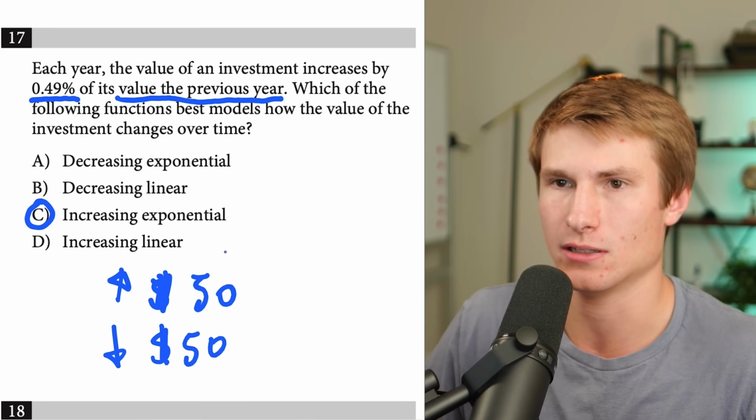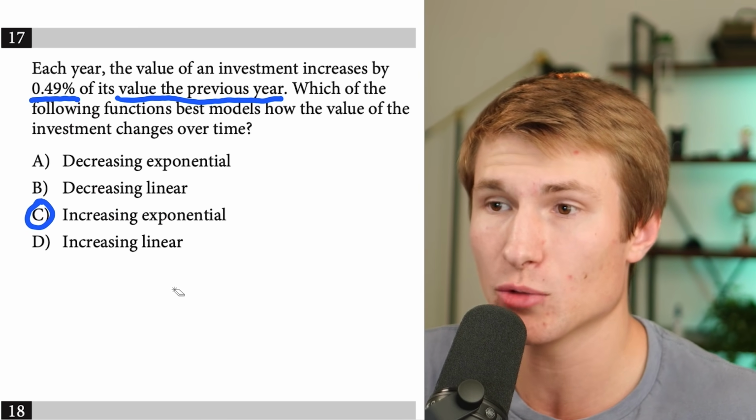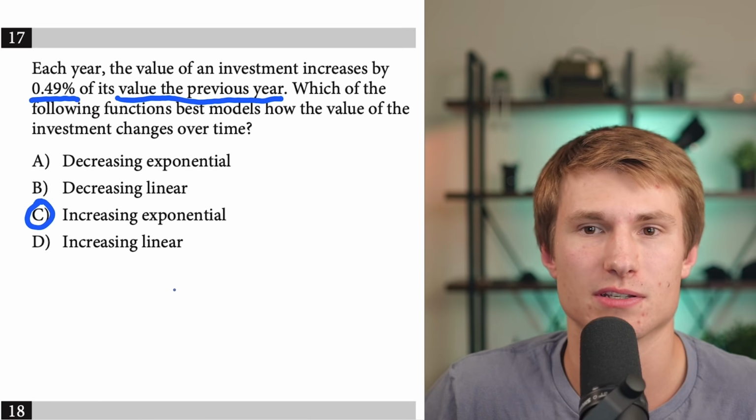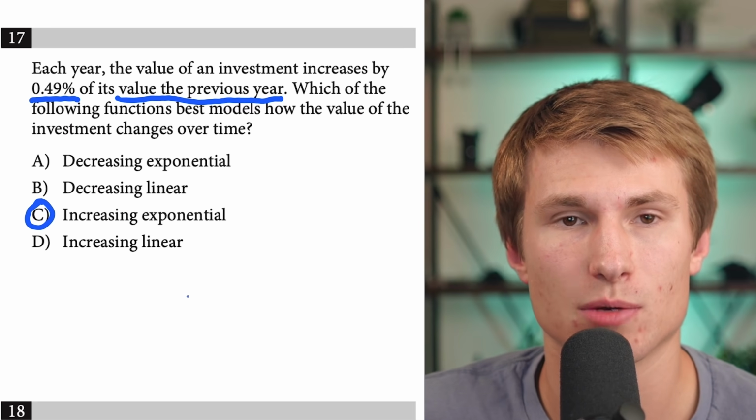That'd be decreasing linear. If we are not dependent on the previous year's value, then it will be linear. Now, if we are dependent on the previous year's value, then it will be exponential. And then you can use the rate of growth to determine if it's increasing or decreasing.